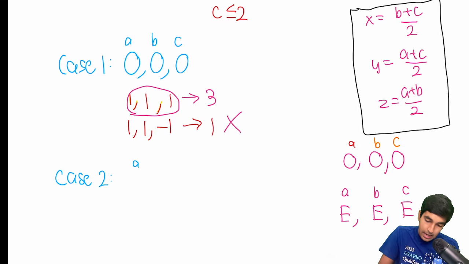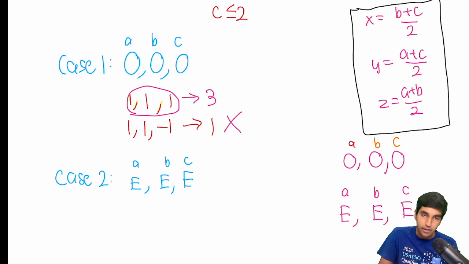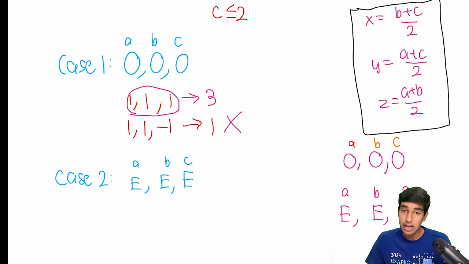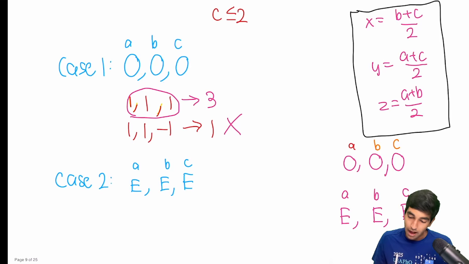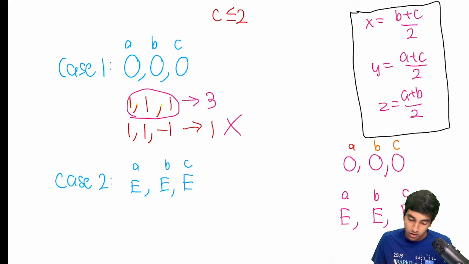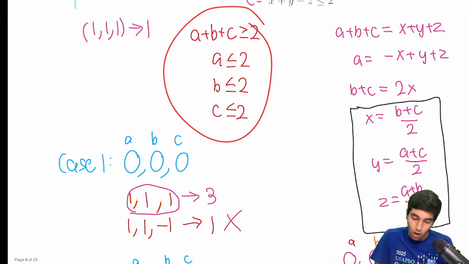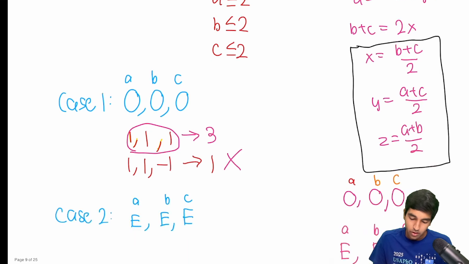We have A, B, and C are even, even, and even. Interesting. ABC, even, even, even. Okay, so we have X is (B plus C) over 2. We're not worrying about that anymore, but we need to satisfy all of these conditions over here. Okay, so A is less than or equal.